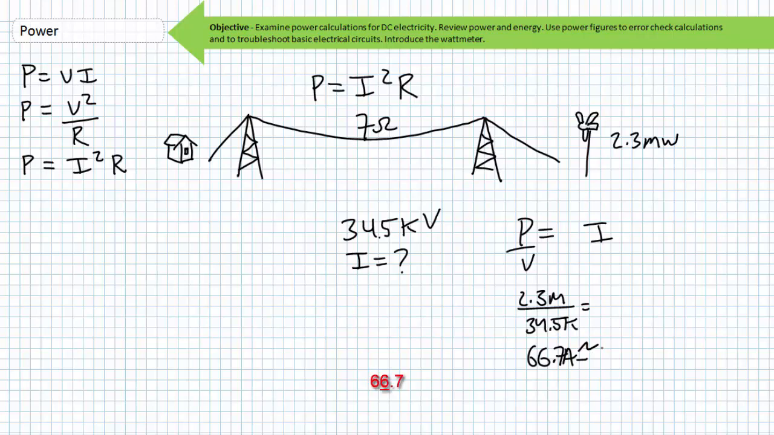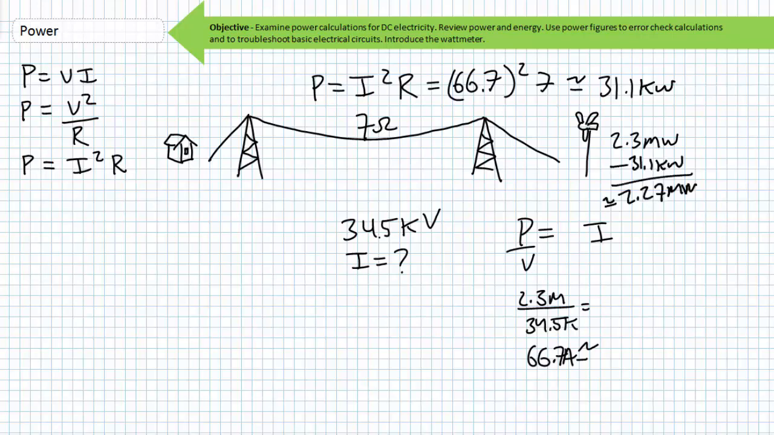Now, with 66.7 amps traveling through a 7 ohm resistance, the power losses in the line are I squared R, or 66.7 squared times 7, or roughly only 31.1 kilowatts. Meaning of the available 2.3 megawatts being supplied, roughly 2.27 megawatts actually makes it to its intended destination. By stepping up the voltage, we reduce the amount of current the line needed to carry, and by doing so, we dramatically reduce the amount of power lost in the lines.